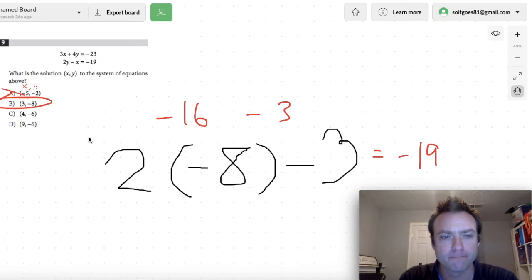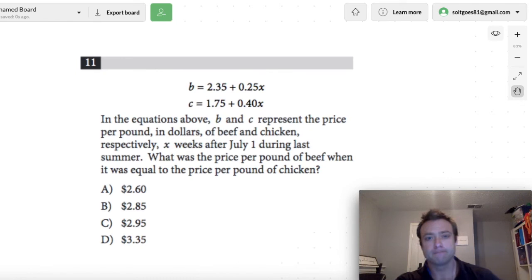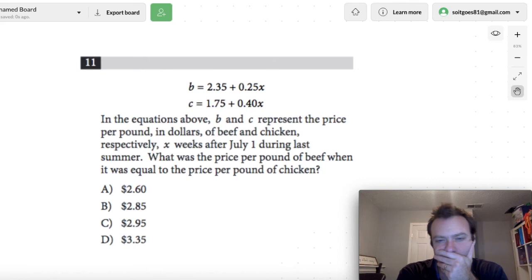Let's go to the next problem here. All right, go ahead and read question number 11 for me, please. In the equations above, B and C represent the price per pound in dollars of beef and chicken, respectively, X weeks after July 1st during last summer. What was the price per pound of beef when it was equal to the price per pound of chicken?